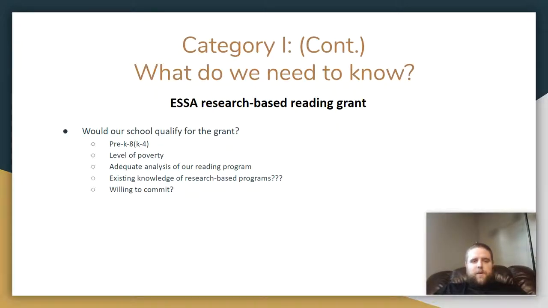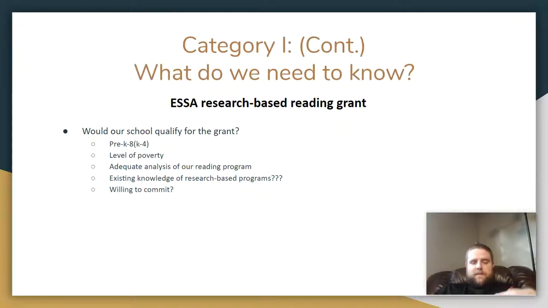One of the last things we need to know is there is an Every Student Succeeds Act through the federal government that offers a research-based reading grant. And so one of the things we need to know is, do we qualify for the grant? Through my judgment, we have not. We are a pre-K through 8 school. The requirements are K through 4. We do not fit that need.